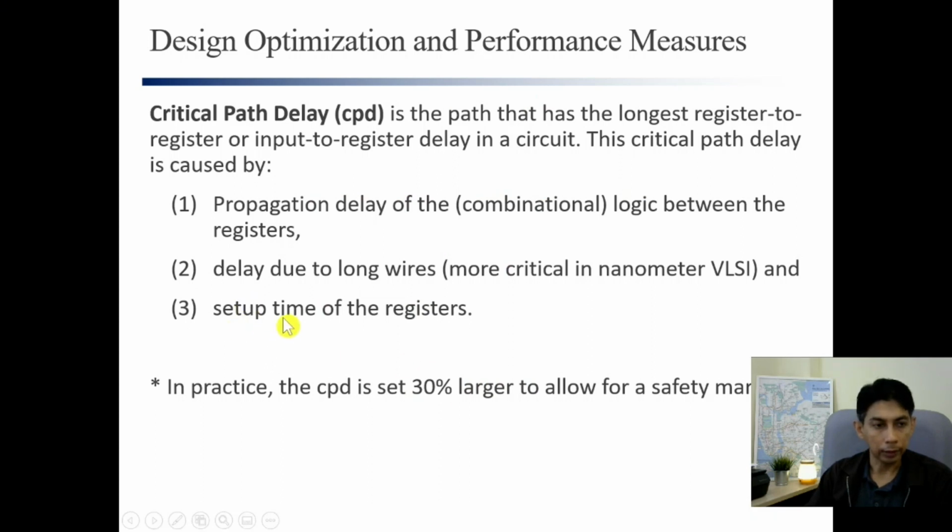Right, setup time of the register. This is the time for data in the register to be stable, because when data arrives at the register, the data is actually not stable yet, so it sometimes takes time for the data to be stable in the register. That we call setup time.